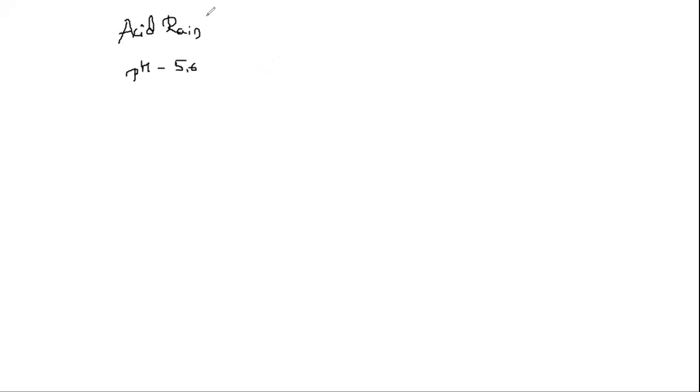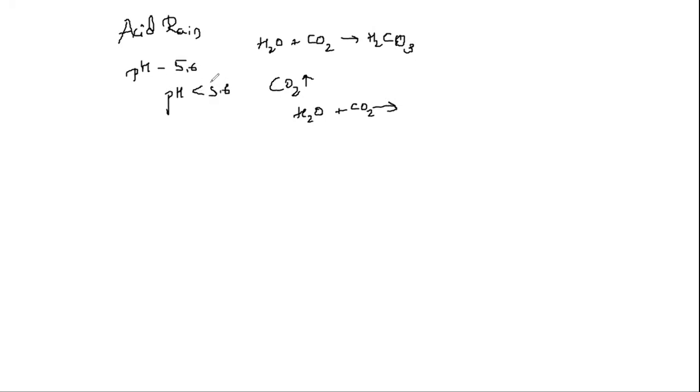Now how does rainwater become slightly acidic? When rainwater is coming to the earth, it combines with carbon dioxide and forms carbonic acid. So normal rainwater is present as carbonic acid, therefore the pH is slightly acidic, 5.6. But if the carbon dioxide level increases in the atmosphere, what will happen? Water combining with the CO2 becomes more and more acidic, so the pH falls below 5.6, and such rain is said to be acid rain. If the pH of the rain is less than 5.6, it is called acid rain.